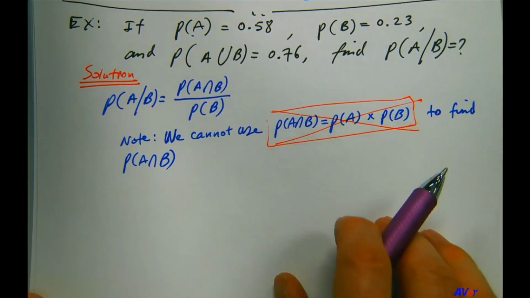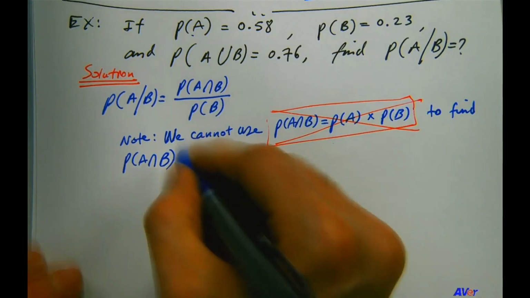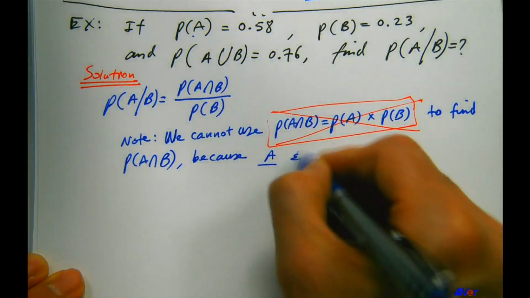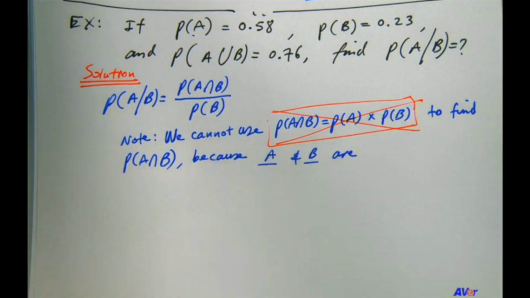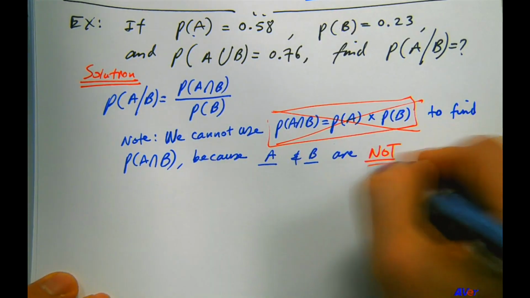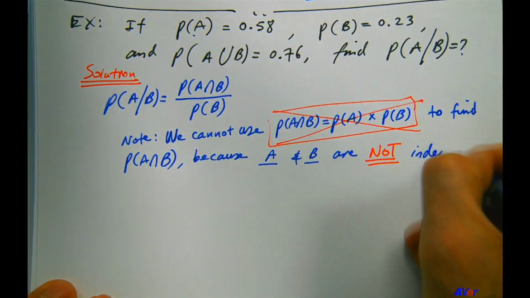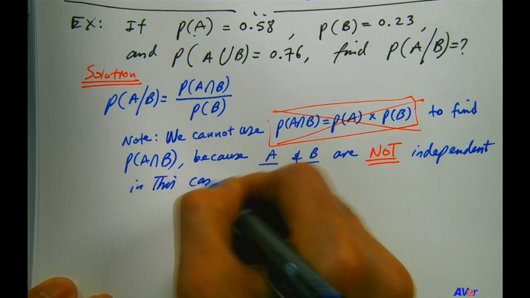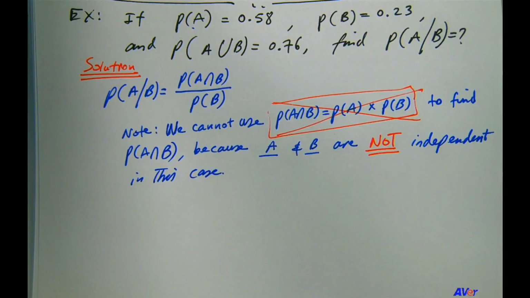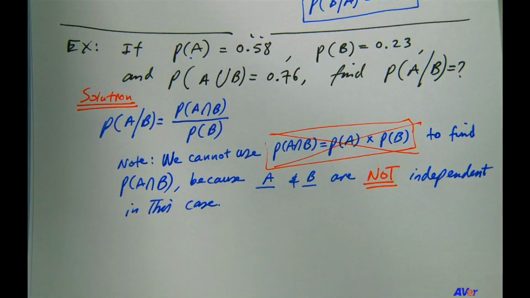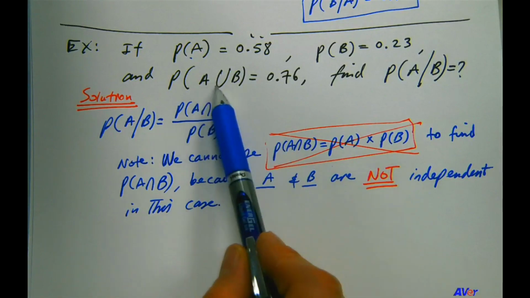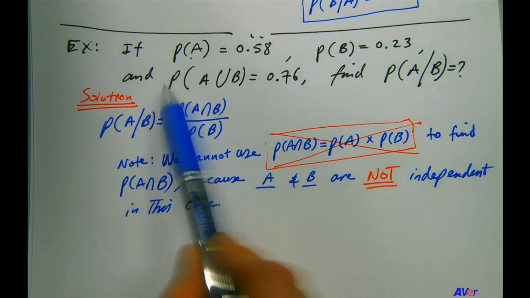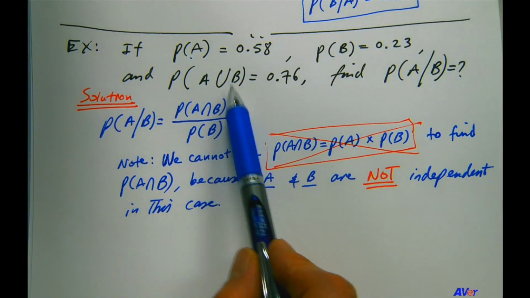Okay, we cannot use it to find, and let me complete this, because A and B are not independent in this case. Okay? All right, so what else can we do? Well, there's another piece of information we are given, which is very, very helpful, and that's this union. What does this symbol remind you of? Remember that? The formula, the additive rule?